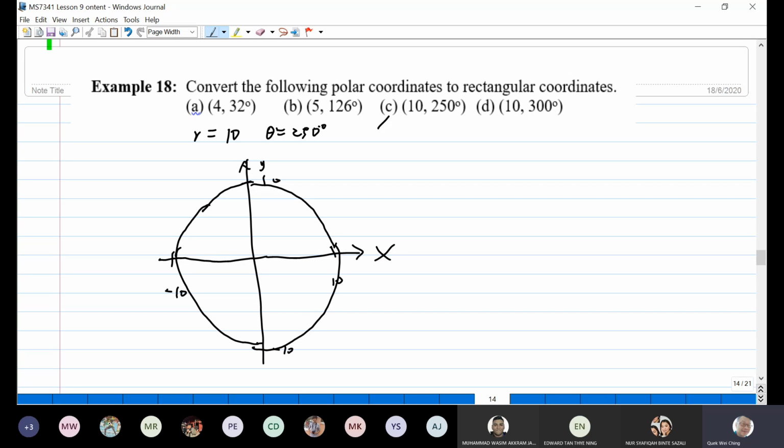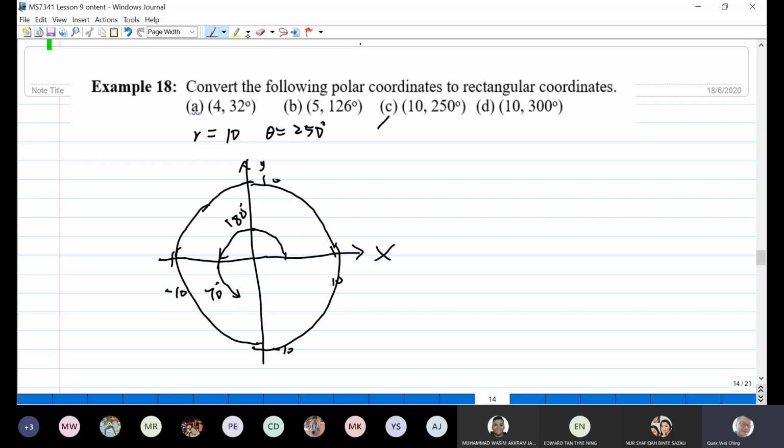Okay, you see the point is on the circle with radius 10, center origin. Then you find out where is 250. Direction 250. Remember, direction is measured from the positive x-axis here. So let's try to draw 250 here. So this is 90, 180, and then 180 already. I want 250. That means I need to get another 70 degrees. This 70 degrees here, and this 180 here.